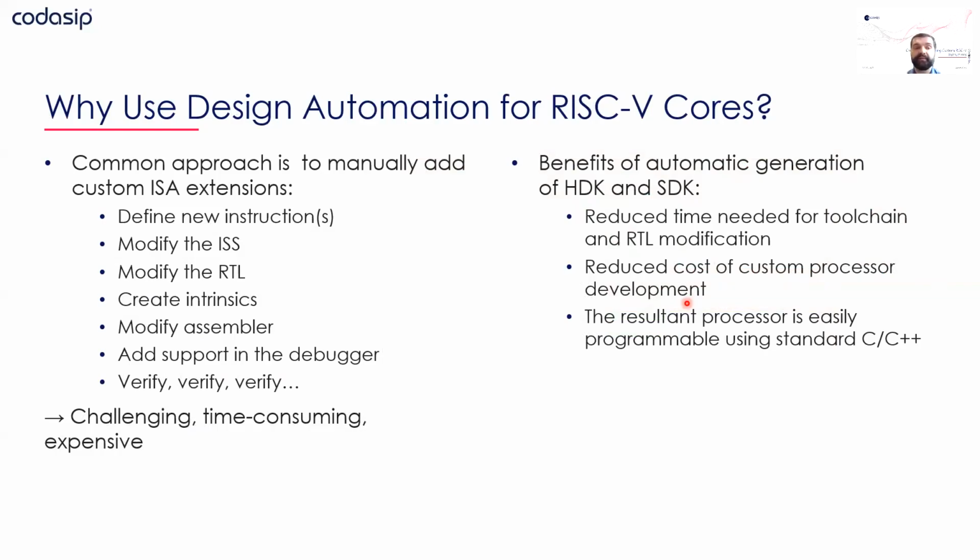So what if you can automate one or two or even all bullets from the list on the left side, because then you can be much more productive and you can reduce the time that's needed and therefore the resources that you need for that. And this is the direction that we have chosen at Codasip, to automate as much as possible from the list on the left side.